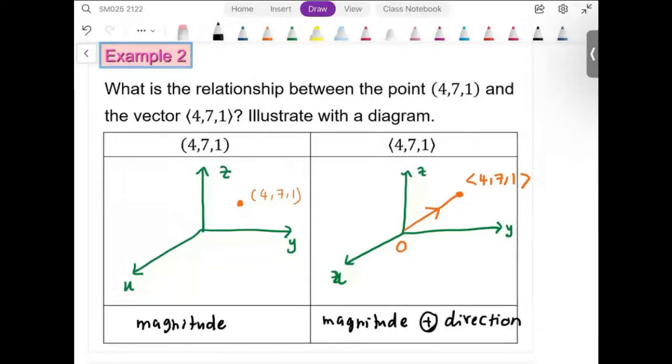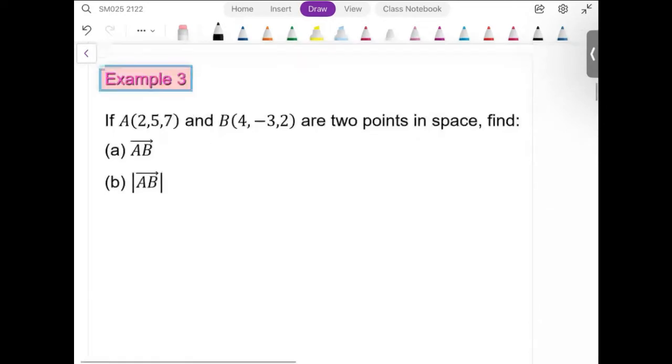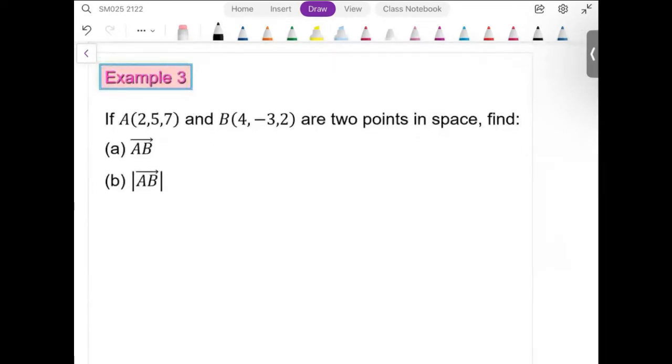So kalau vector mesti ada lukis arrow lah, dia nak pergi ke mana. Kalau point dia tak ada arrow. Itu beza antara dua. Okay, kita pergi next example. So we have two different points A and B. Find AB. Okay. Nah, ini soalan basic ni. Selampau basic. AB in this case means we have to find the direction vector. So how do we find direction vector?